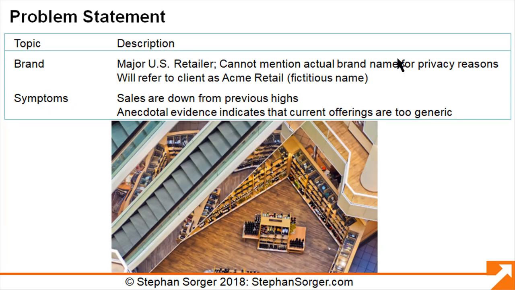We start with the problem statement, where we state our objective or goal of the project, along with the success criteria we'll use to determine if we've succeeded. In our case, we were working with a major U.S. retailer whose name cannot be mentioned due to privacy reasons, and who we'll refer to as Acme Retail. Their sales were down from previous highs.